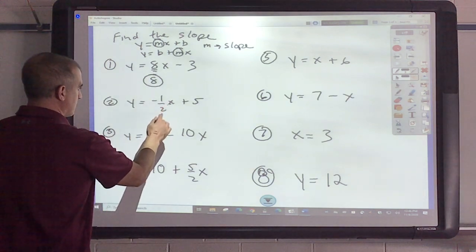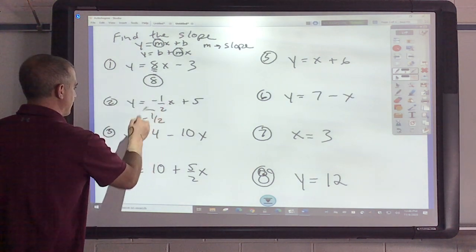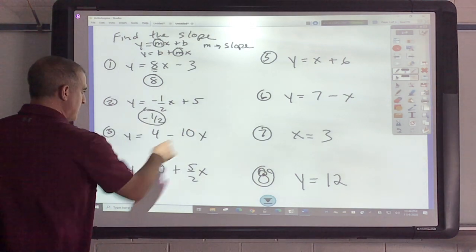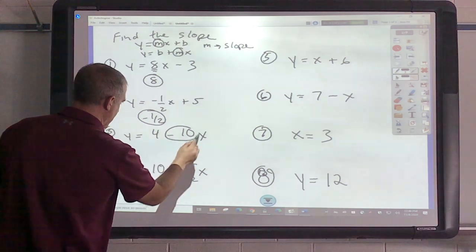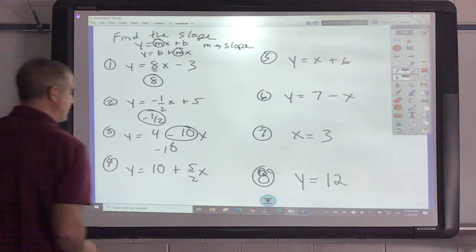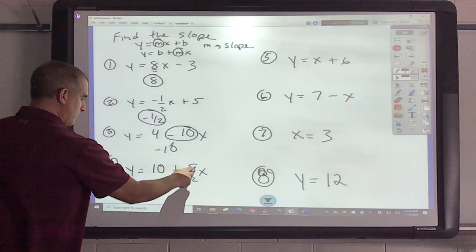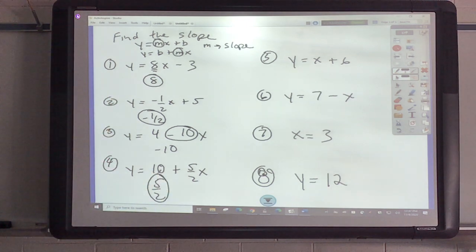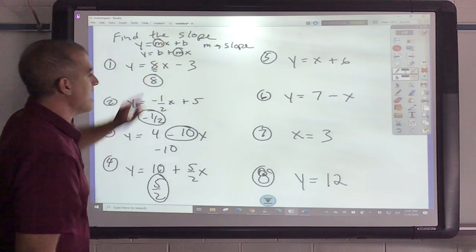This one, y equals, the number in front of x is -1/2. Now when I get to this one, I got to be careful. It's y equals, then the x. This is where the x would be. So that would be -10 for the slope. Y equals, this is the 5/2 here. Okay? So it's got to have y equals, then x.